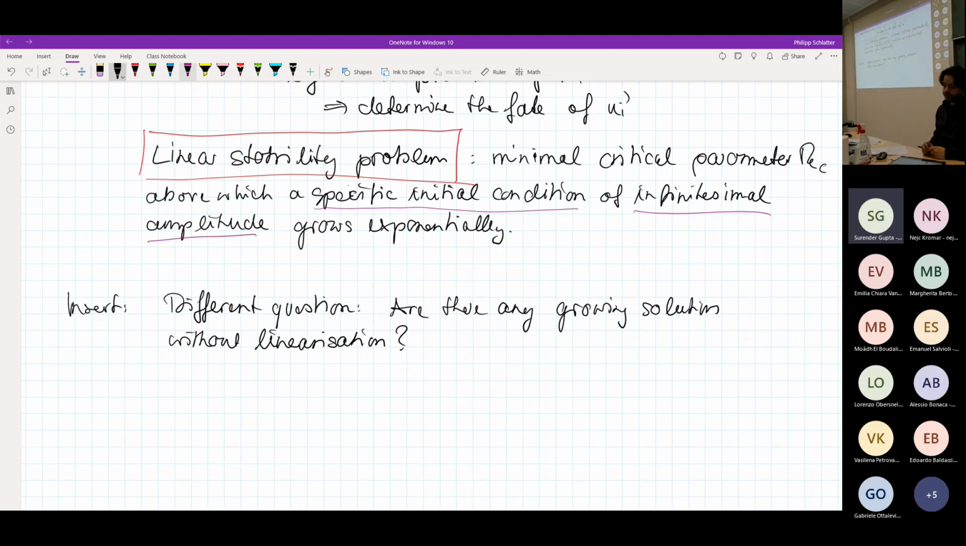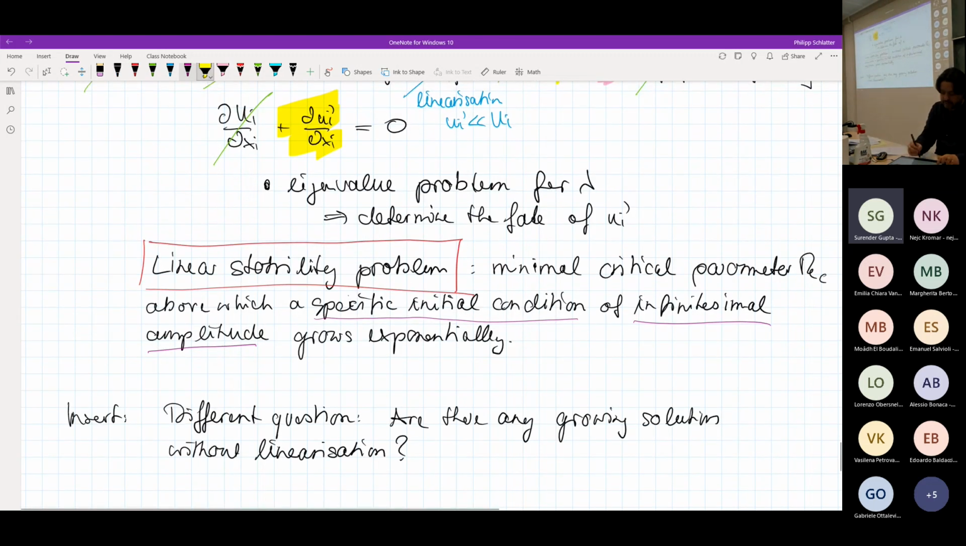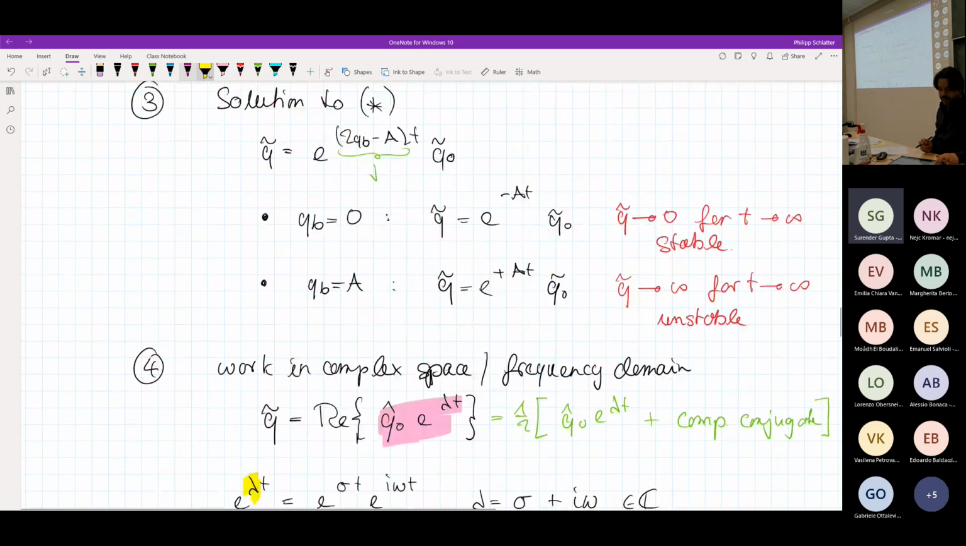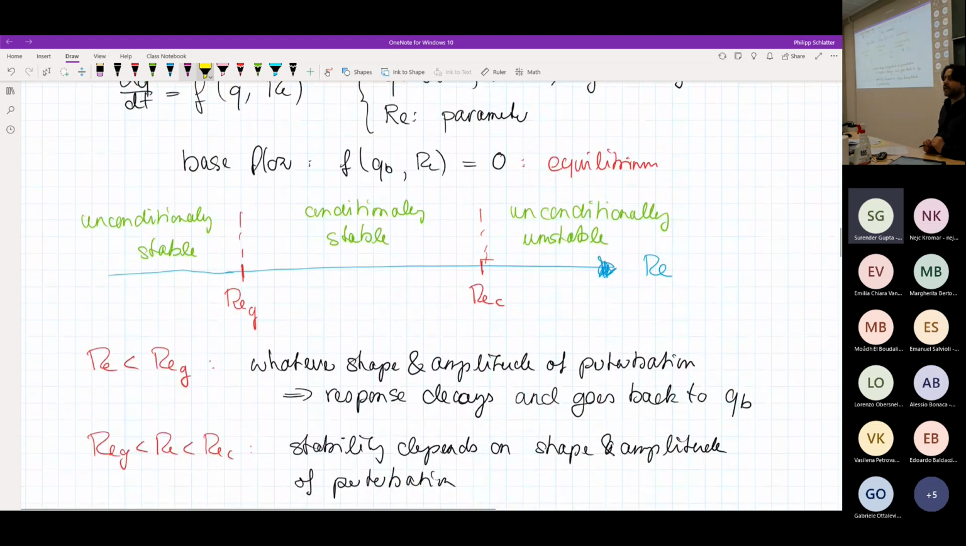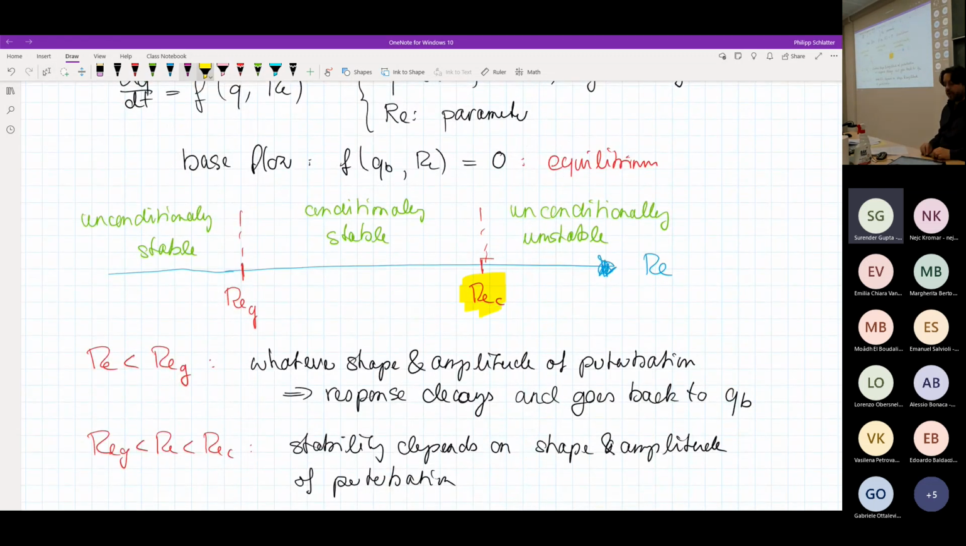So why do I ask this question? Let me just go back very briefly. We said the linear stability would be this minimal critical amplitude Ra_C, above which the specific initial condition grows. If you go back to the diagram we talked about earlier, Ra_C would be the one which determines whether something is conditionally stable or unconditionally unstable. So that's the position where I would look at the exponential growth of infinitesimally small perturbations. That would determine Ra_C.